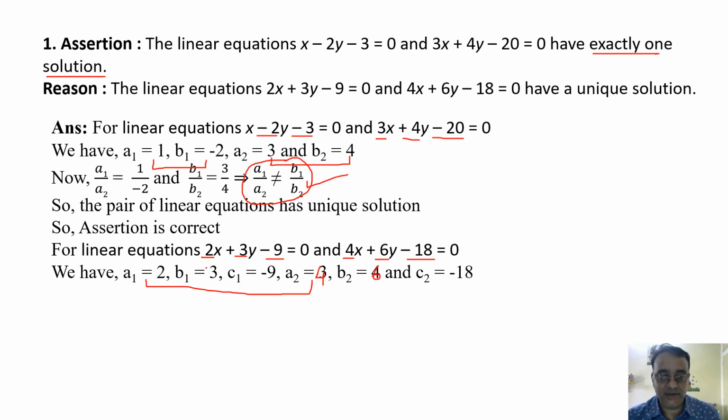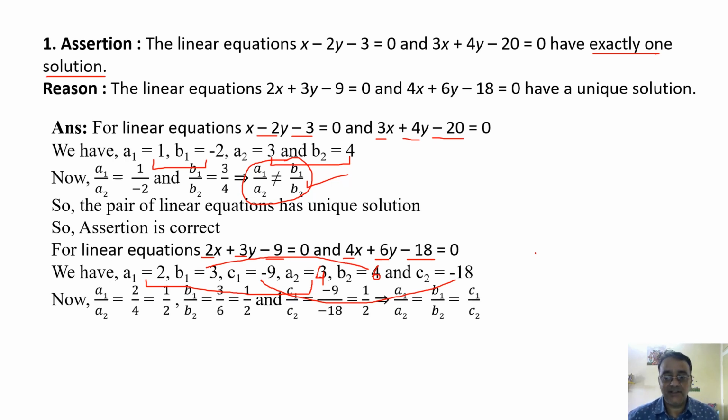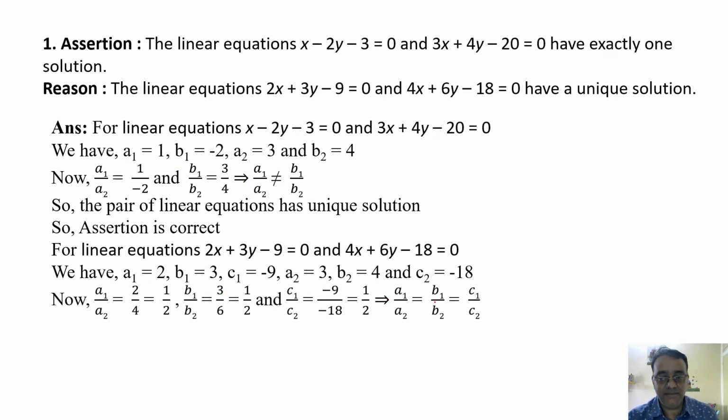Next, b1 by b2, 3 by 6, this is also 1 by 2. And the last ratio c1 by c2, this is also 1 by 2. That means all the three ratios are equal. Okay? ये 4 था और ये 6 था, right? So अगर सभी ratios equal रहेंगे तो solutions क्या होंगे? Infinitely many solutions. Very good.